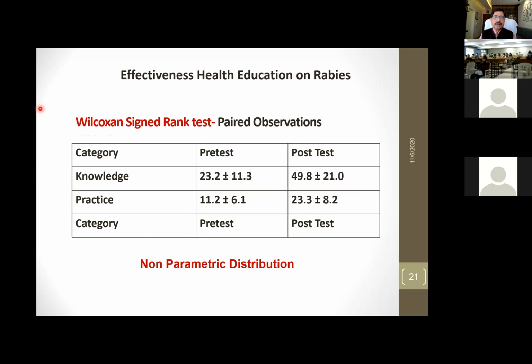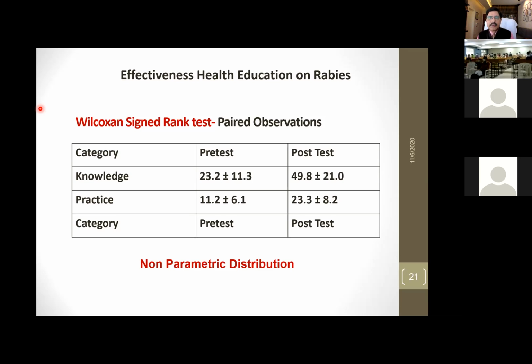There is another thing called the Wilcoxon signed rank test. The same thing as the previous one, but here they are paired, before and after, pre-test and post-test. You do a health education for rabies, and pre-test what is the knowledge, practice and category, pre-test and post-test, and you have groups which are non-parametric, because 11 is definitely very near to half of that, 21, 8.2, 6.1.